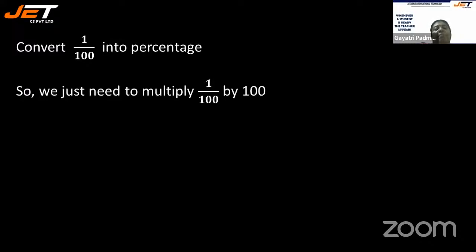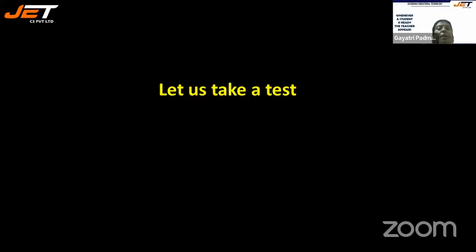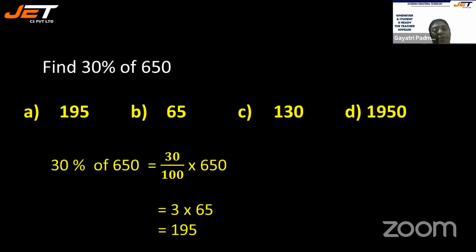Convert 1 by 100 into percentage. This I don't have to do at all because the answer is very simple, right? It will not take even 2 seconds. Because as I said, blindly you just have to multiply by 100. So 1 by 100 into 100 is just 1%. So far we have practiced conversion from fraction into percentage.